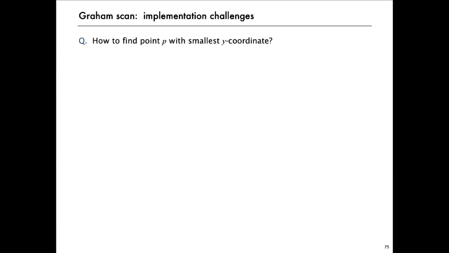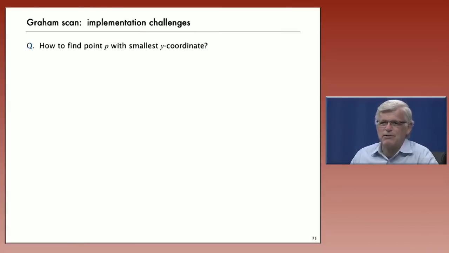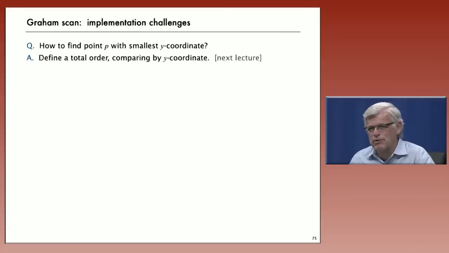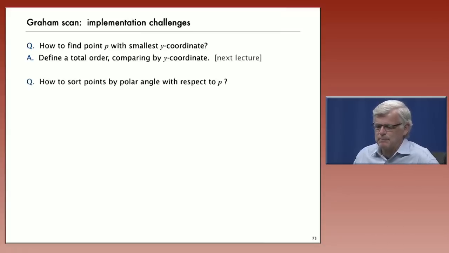Okay, so there are a number of implementation challenges for the Graham scan, and we're not going to go into detail on these because this is a lecture on sorting algorithms, not computational geometry. But it is indicative of how, even if we have a good sort, we might have to do some extra work to actually solve our problem in an application. So how do we find the point with the smallest y-coordinate? You could sort. You could define an order and compare the points by y-coordinate. Essentially sorting is the answer to that question.